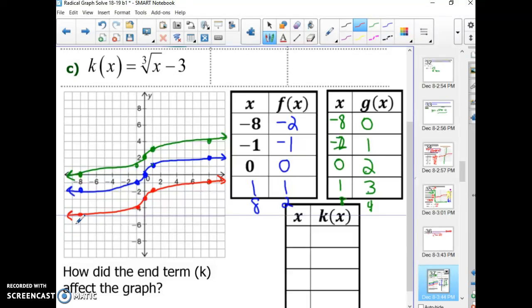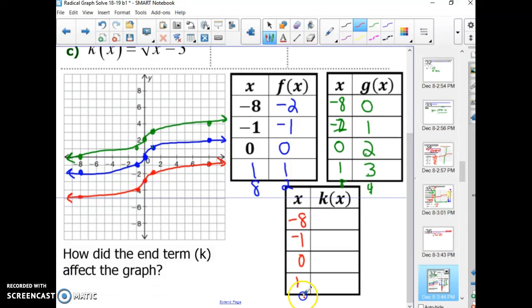So my x values stay the same, but my y values have definitely changed. At 0, it's a -3. At 1, I have a -2. Over here at 8, it was a -1 as my y value. So for my parent function, it's like I took away 3. -2 minus 3 is a -5. -1 minus 3 is a -4. 0 minus 3 is a -3. All to my y values right there.